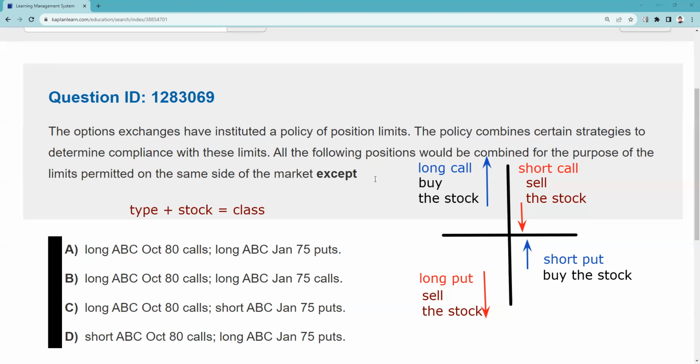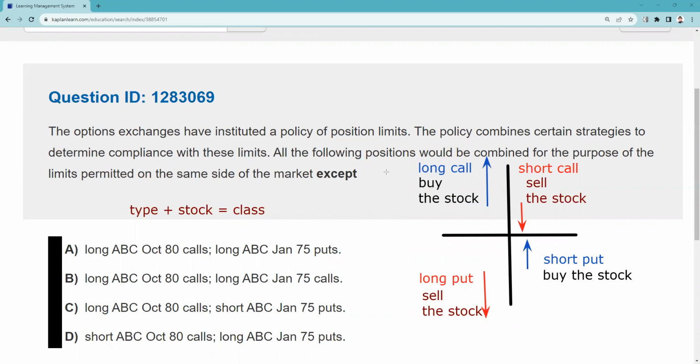That is not on the same side of the market. If we look here, right, that is on the opposite side of the market, right? That's actually a combination, a straddle with different strike prices. B: long ABC October 80 calls, choice to buy at 80, the stock. Long ABC 75 calls. So yeah, that is again on the same side of the market, right? Choice to buy ABC, choice to buy ABC. That is the same side of the market.